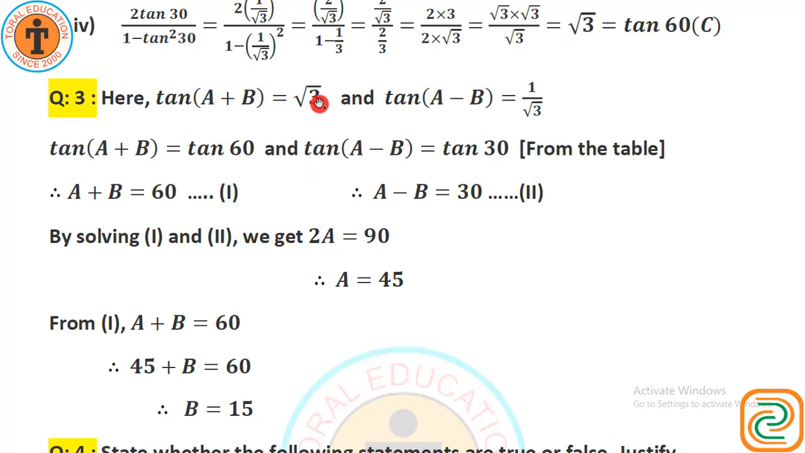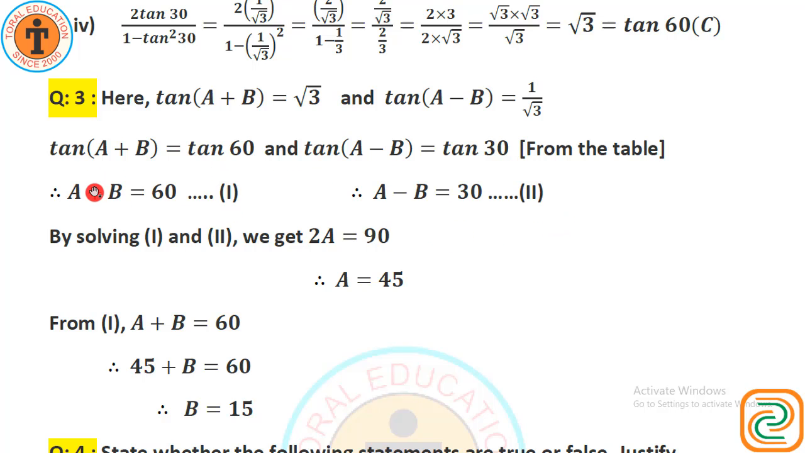Tan(a plus b) equals root 3. Root 3 is tan 60, we know. And tan(a minus b) equals 1 upon root 3. So 1 upon root 3 is tan 30. So here tan and here tan will be cut off. So our equations will be a plus b equals 60 and a minus b equals 30.